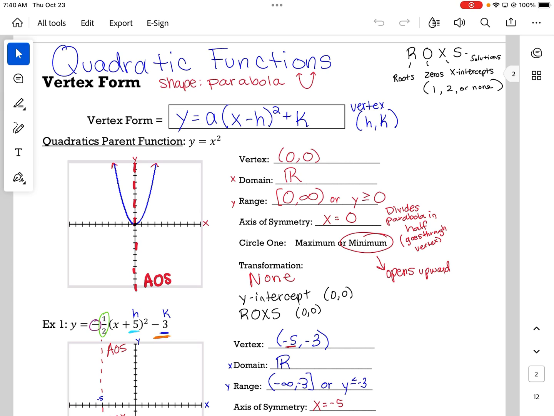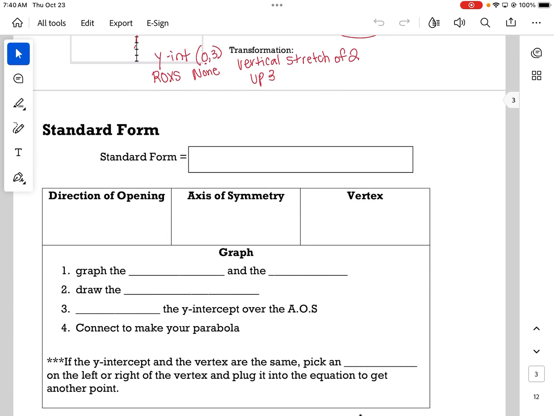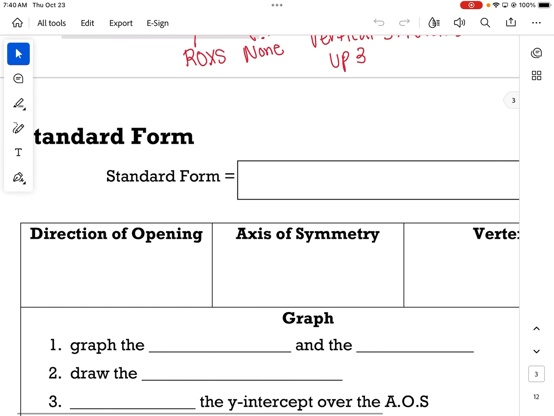Yesterday we started quadratic functions and we were talking about the vertex form. With the vertex form we were able to come up with our vertex, H and K, and then we found all the different parts. Today we're going to go to a different form, because quadratics can be written in two different forms: vertex form and then standard form. So on the next page we have standard form. Let's go ahead and write what the standard form is.